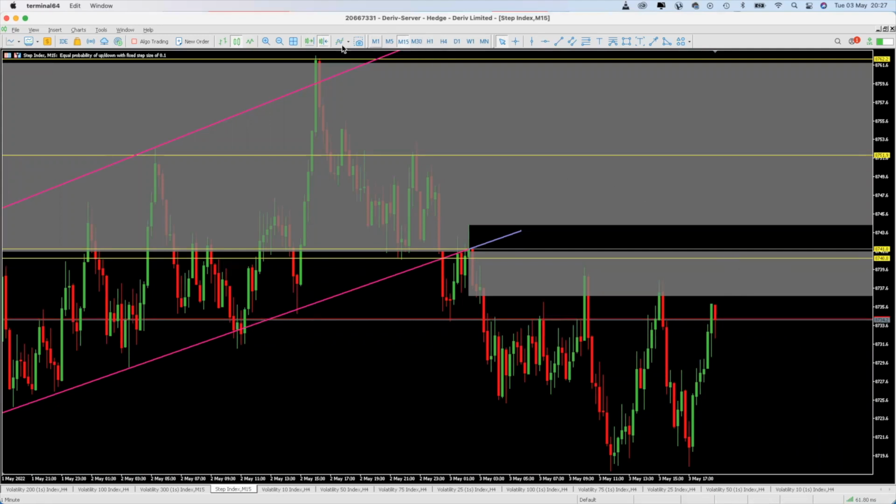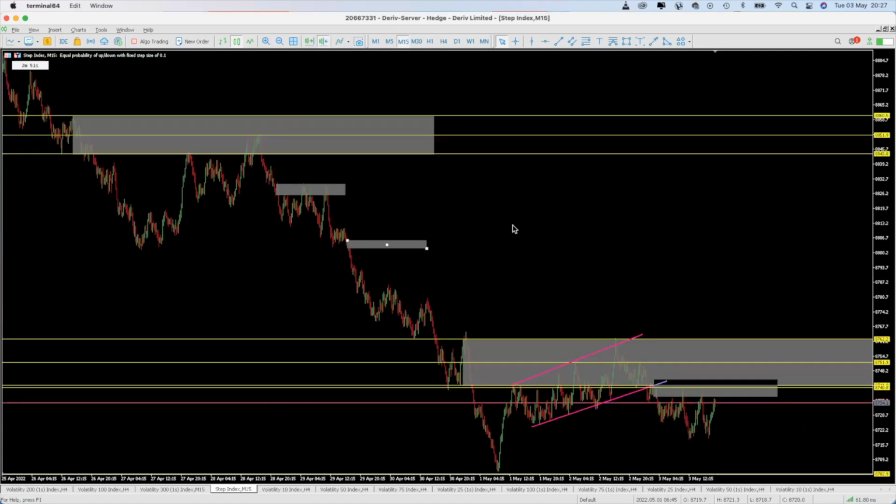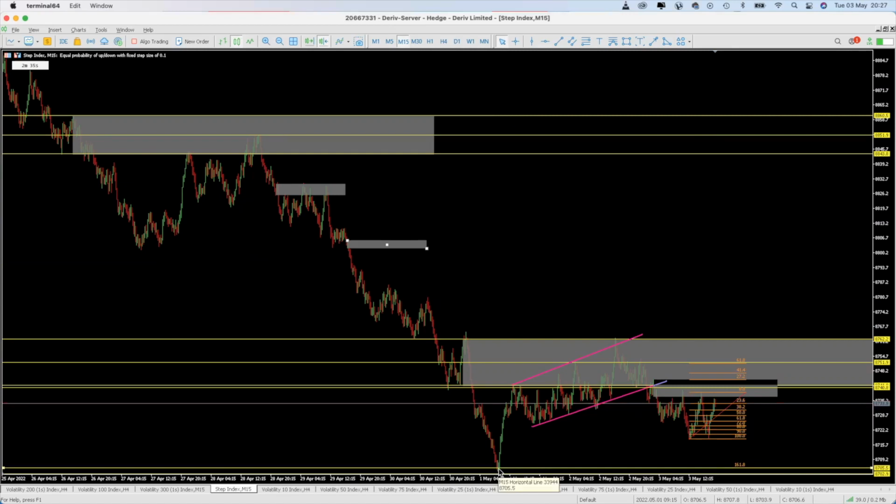And then for target, I'll do the same thing, point low to point high, 161.8. And where does this 161.8 fall? It falls exactly at this bottom area here. So guys, it's the same concept over and over and over again.